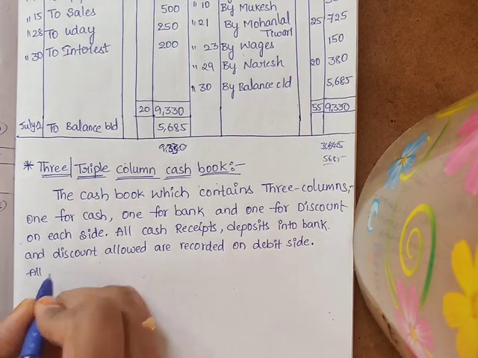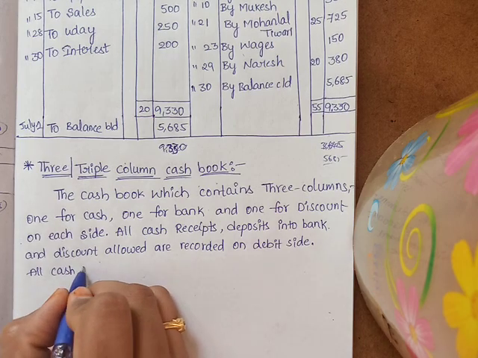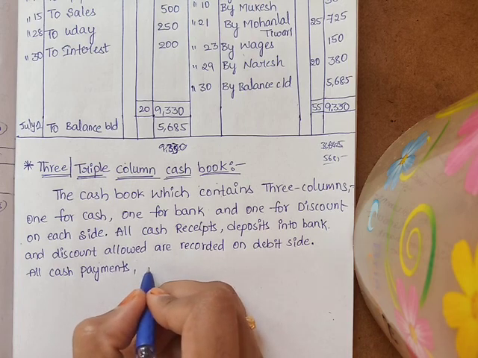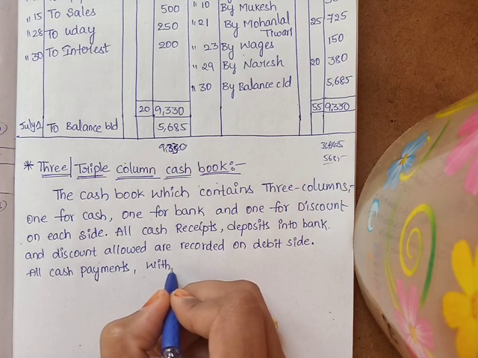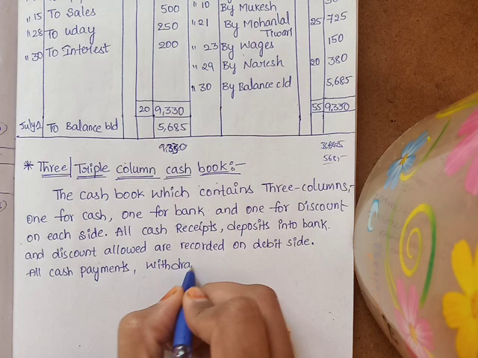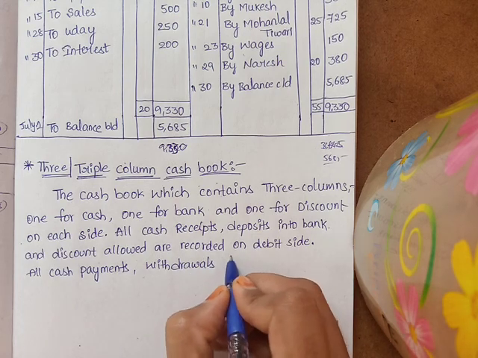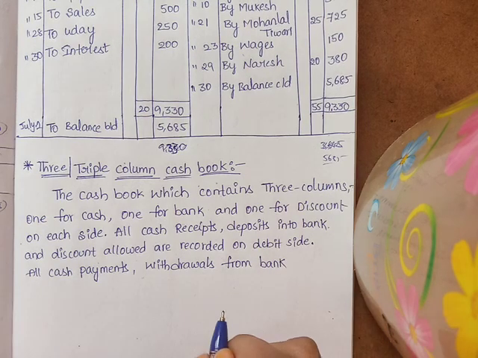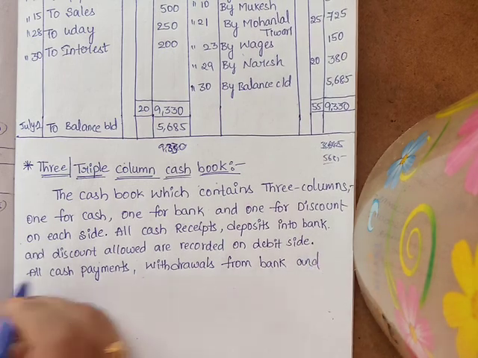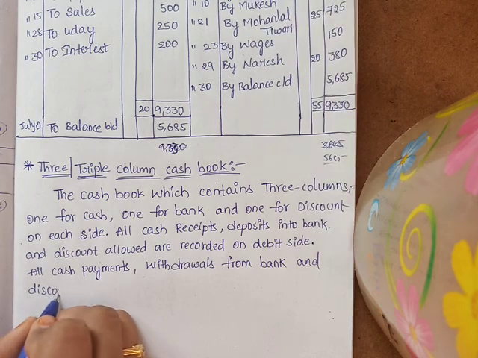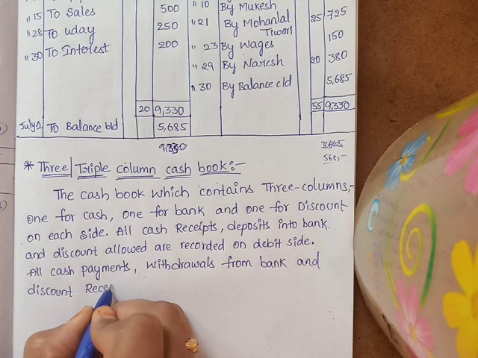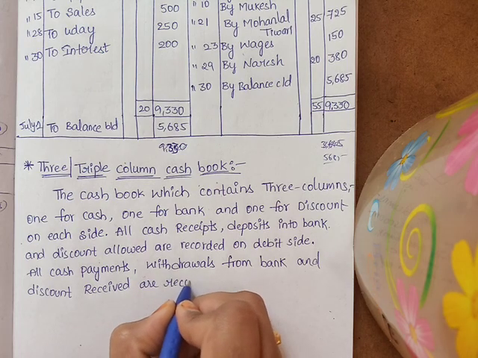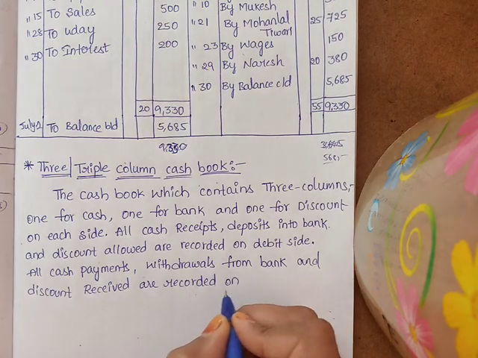Next is, any and all cash payments, withdrawals from bank, and discount received are recorded on the credit side.